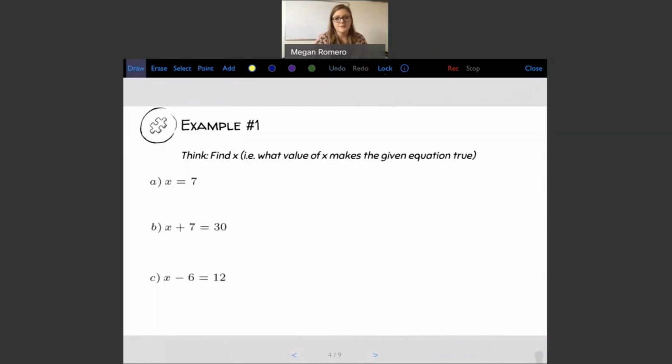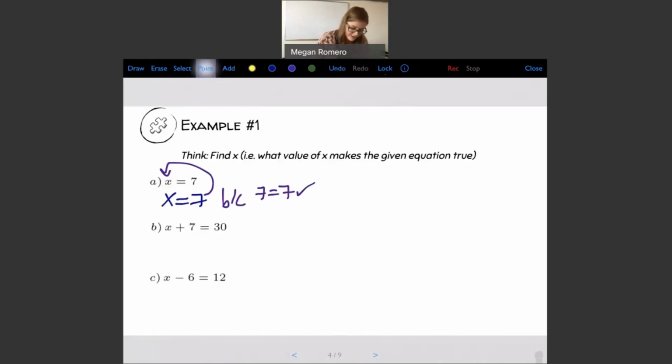So our first example, we're not going to write anything down. We're not going to solve this like you may have done in a previous math class. We're going to think, find the value of x, so i.e., what value of x makes the equation true. So in our first example, we have x equals 7. What value of x equals 7? Our answer here would be x equals 7, and that's because if we plug 7 in to x, 7 equals 7, which is a true statement.